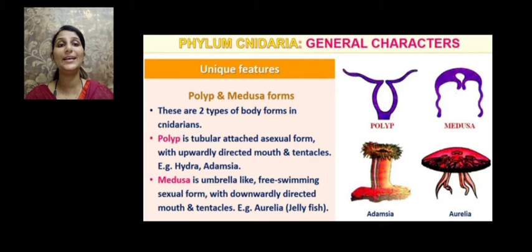The next form is the medusa, which is umbrella-like. It is free swimming, and a sexual form with a downward directed body. It is just the opposite of the polyp. Here, the mouth and tentacles are directed downwards. For example, Aurelia or the jellyfish.